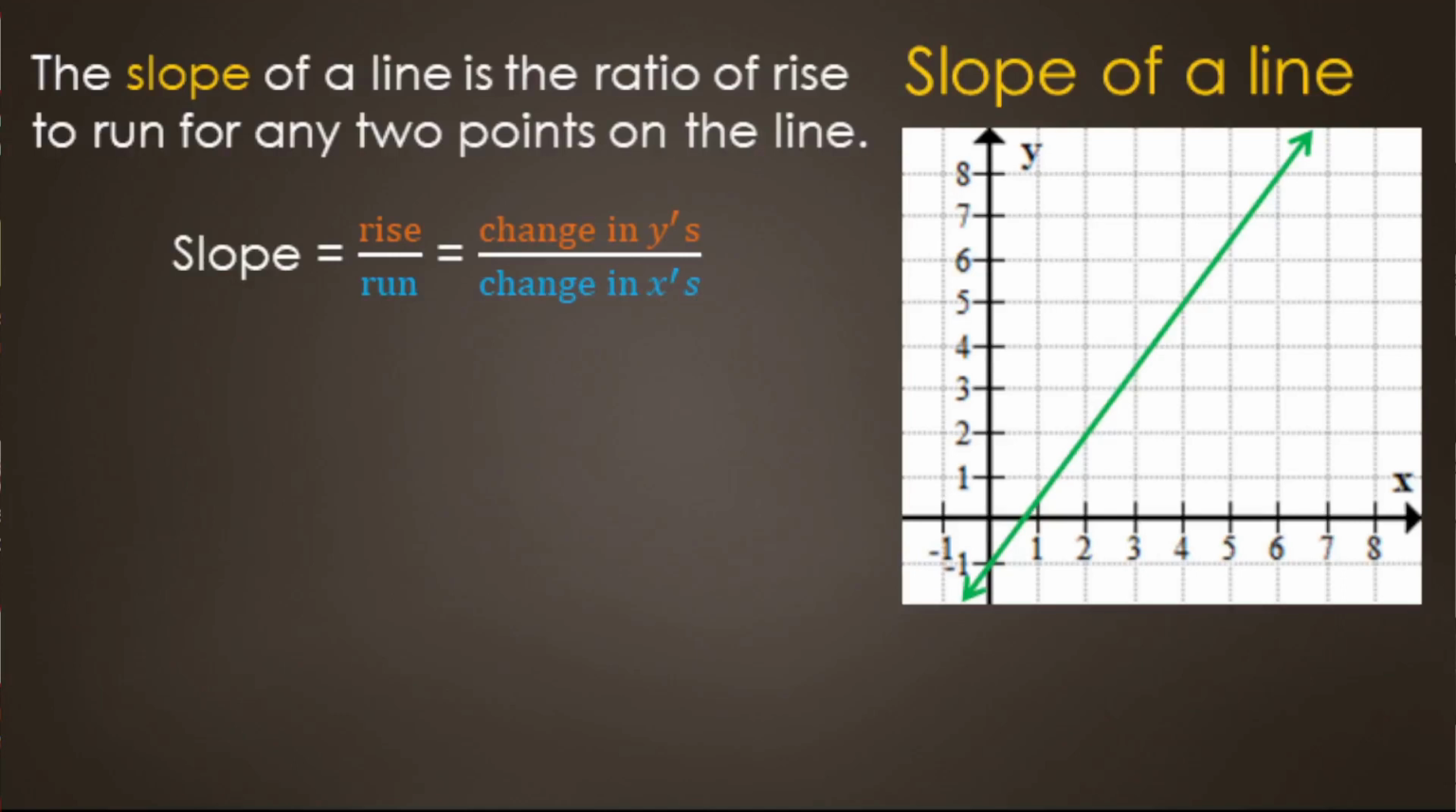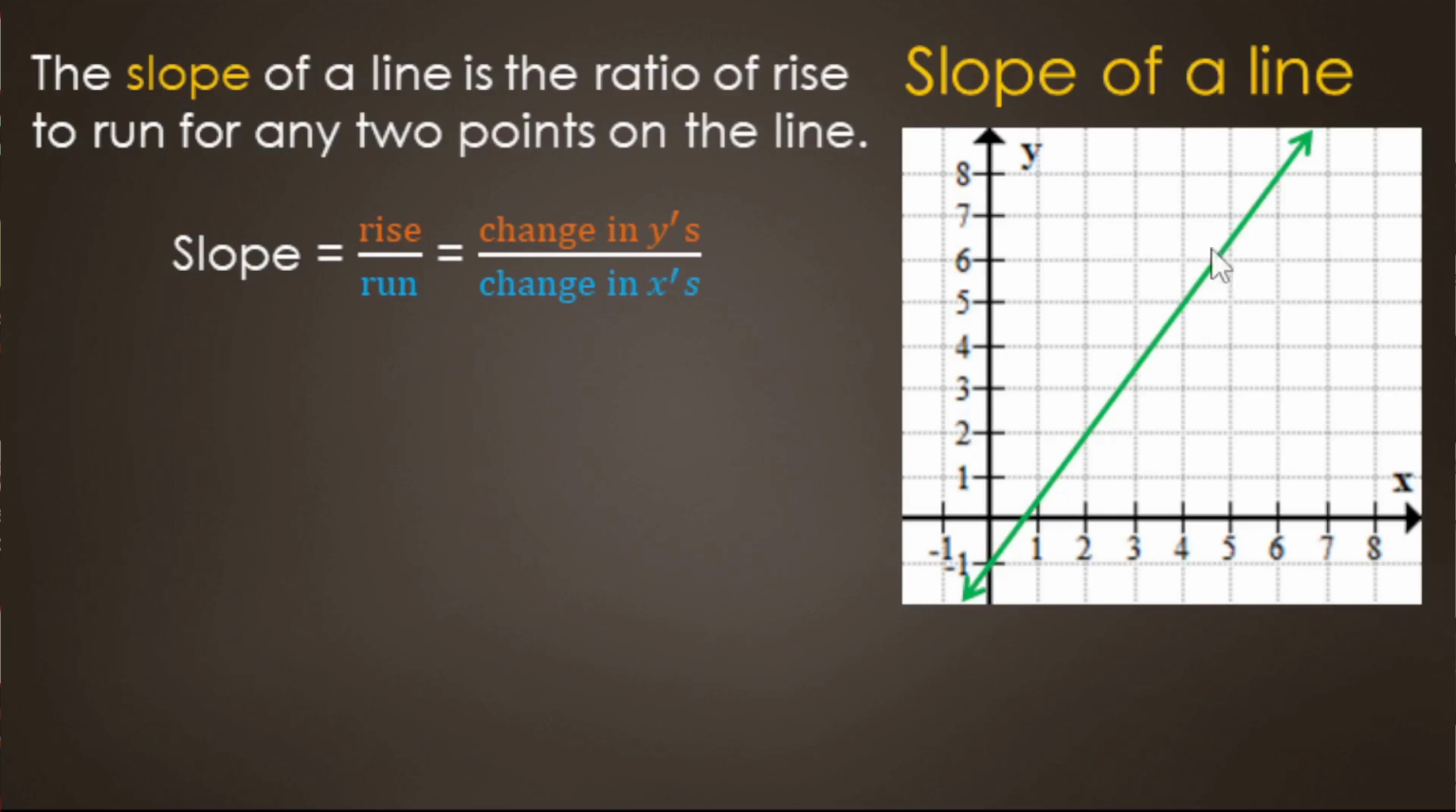Here we're just going to do a quick illustration showing that the slope of a line is the ratio of rise to run for any 2 points on the line. Again, ratio, think fractions, right? So slope is going to be the ratio of rise to run, rise over run. And rise over run basically means the same thing as change in y's to change in x's.